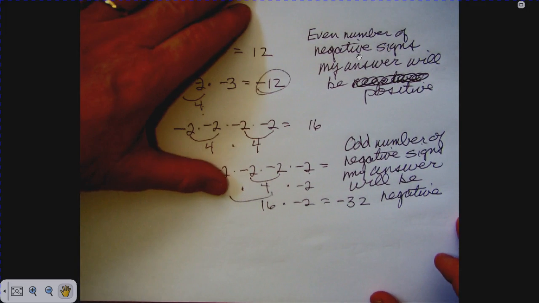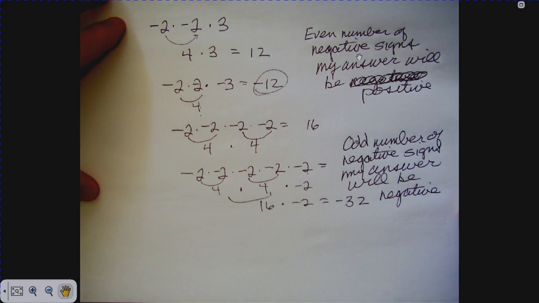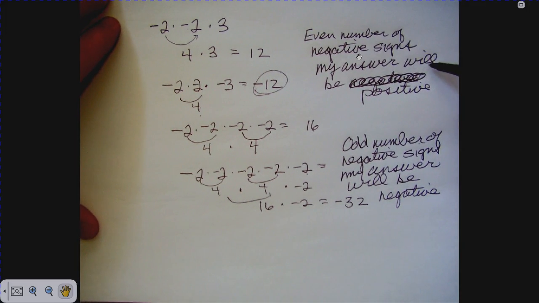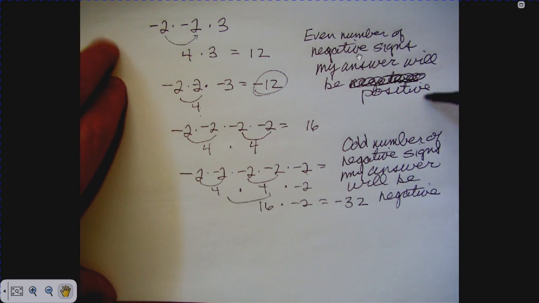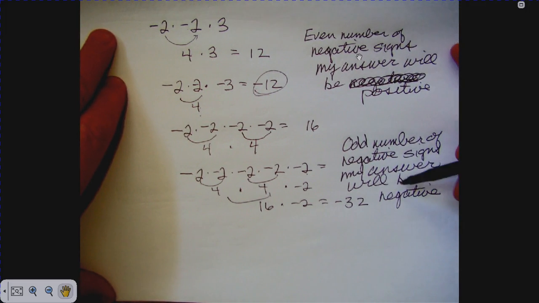Now, I want to go through just one more thing on this one. I'll leave that up a little bit, so if you want to copy that down. So, an even number of negative signs, my answer will be positive. An odd number of negative signs, my answer will be negative. By the way, this applies also to division. So, just like it applied to multiplication, this is the same rule for division.